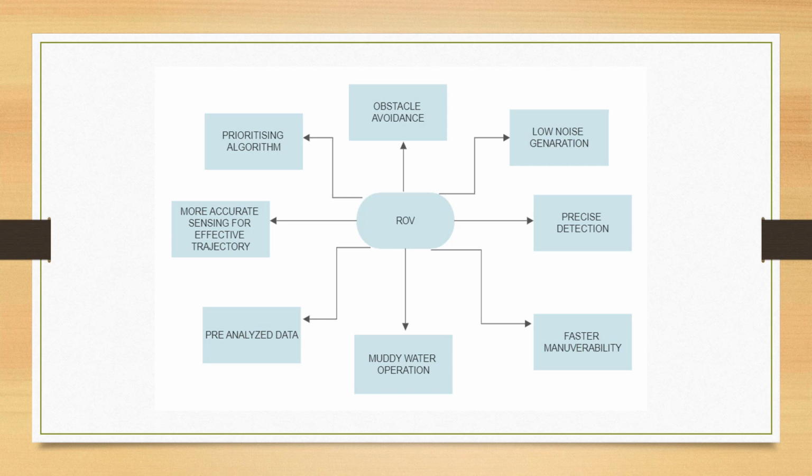And the last thing is the more accurate sensing for effective trajectory. So what this also assists in manual maneuvering, and that is what makes the ROV so smart.